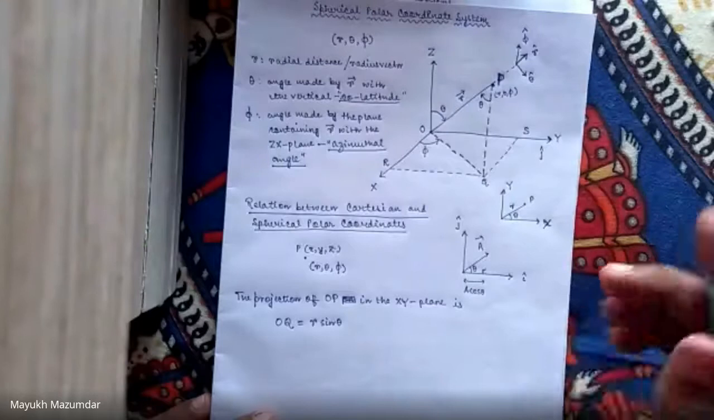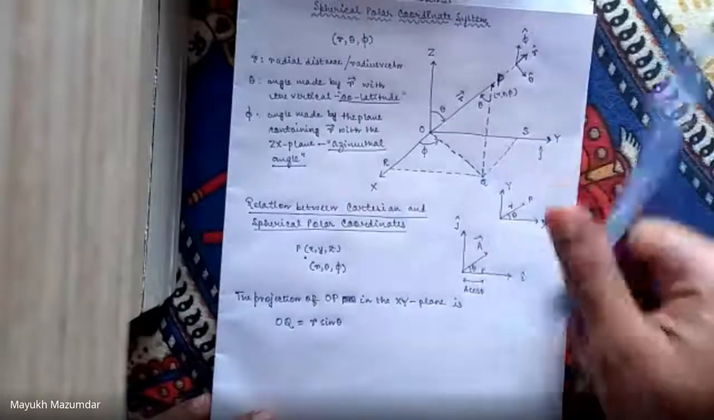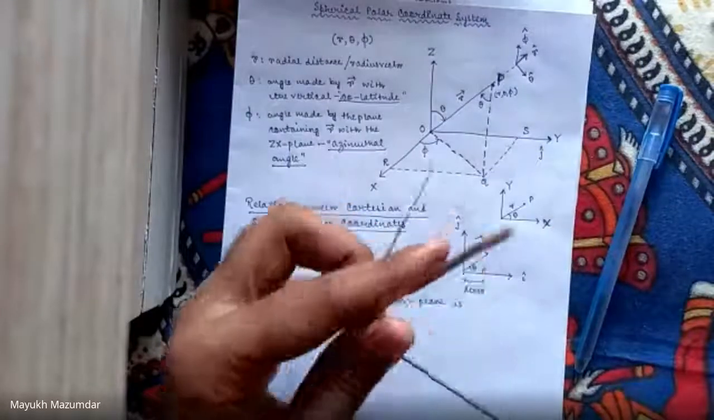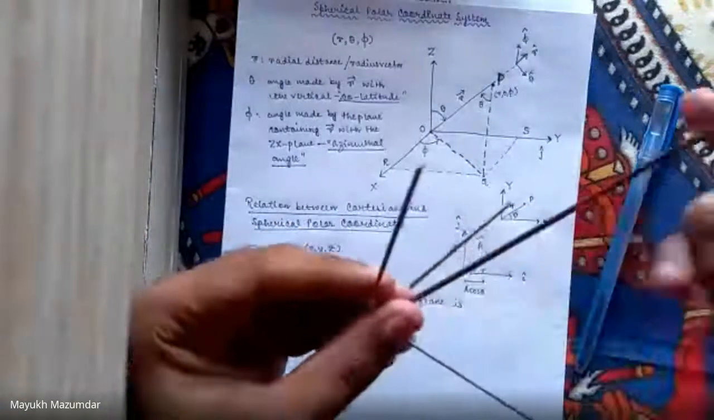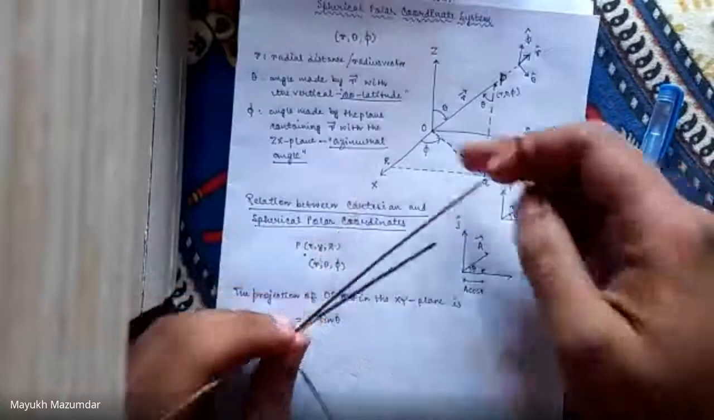Okay, and this is actually 90 degree. Why? This one. It is what? It is the projection, isn't it? The projection is on this paper. Here is our projection. Projection is on this paper.